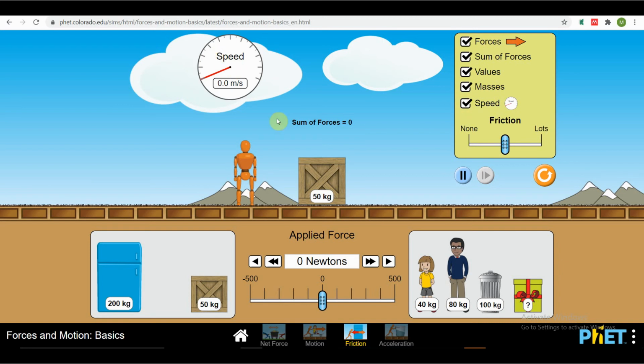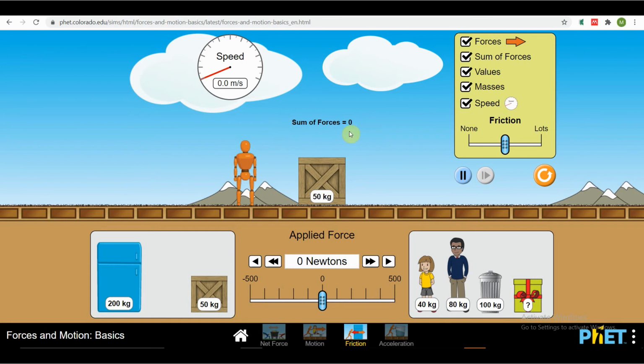So this is the speed of the box. Currently the speed is 0 meter per second. The speed is distance per unit time, so that's why the unit is meter per second. Now at the current state, this box is stationary. It is static, it is not moving.